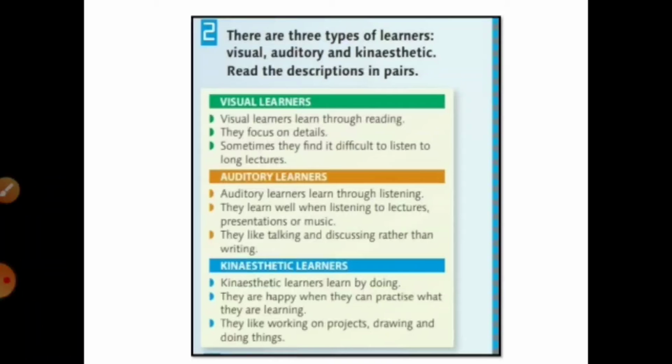There are 3 types of learners. Okay, عنا 3 أنواع من المتعلمين. Number 1, visual. So visual is the first type of learners. 2, auditory. 3, kinesthetic. Read the descriptions. So here we have the 3 types, that أنواع, and under them we have what? Descriptions. عنا وصف لهدول الثلاث أنواع, their characteristics, خصائصهم. Okay, let's start with the first one.